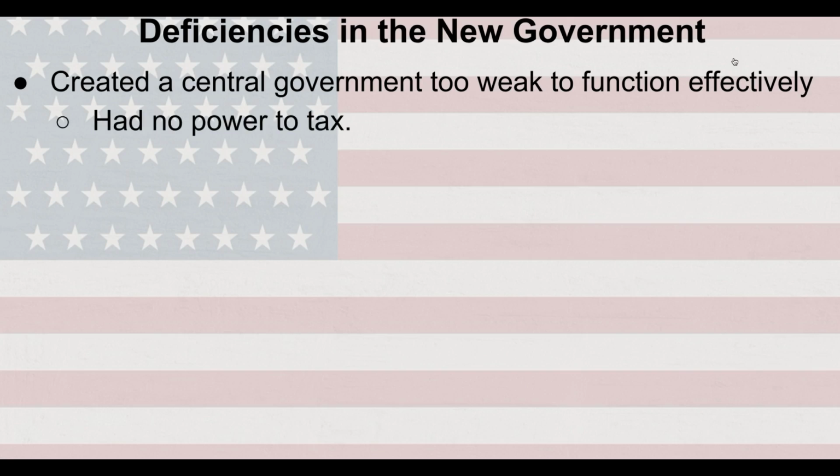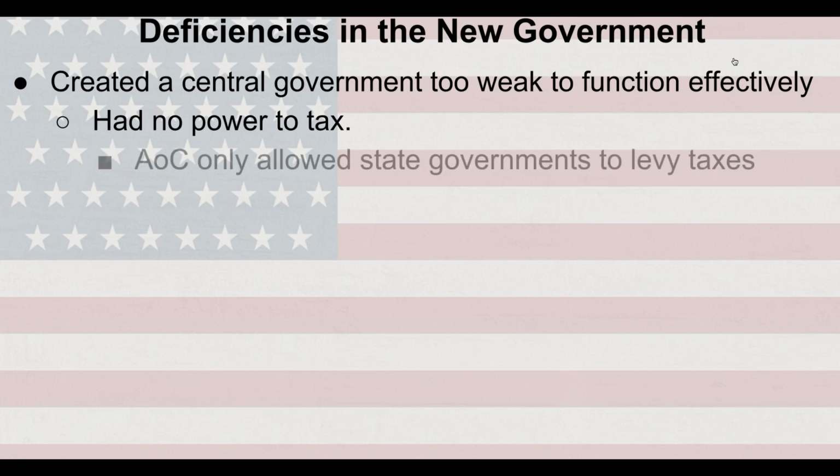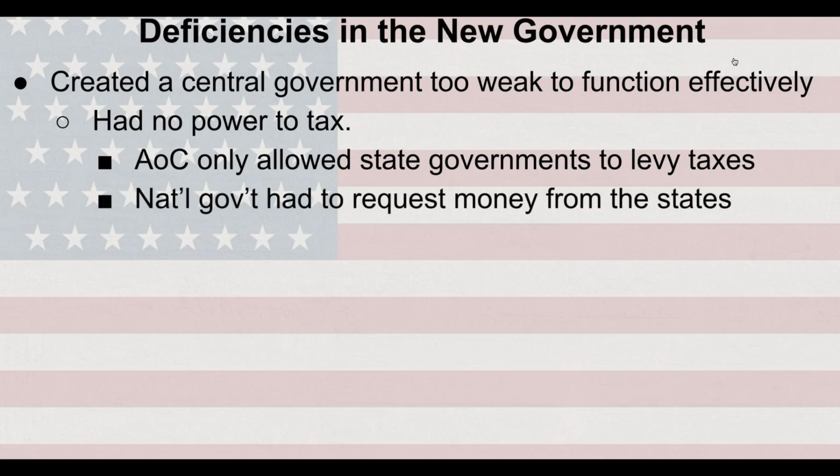The Articles of Confederation left this up to the states. The states had the ability to tax their citizens, but the national legislature did not. And in order for a government to run and to work properly, they need money. And so if they have no way to tax, then they're left with essentially panhandling to the states and asking for money from the states. So the national government is going to have to request money from the individual states in the event that they want to act on something or they need to pay for something.